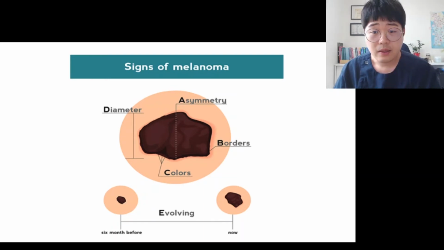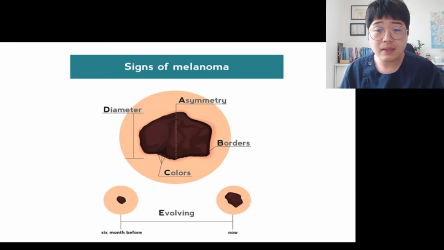So A is asymmetric, right? Uneven edges and lopsided. B, borders. What borders? Yeah, irregular, poorly defined edges and notching. C, colors, variety, color variations, especially mixtures of black and blue or red.